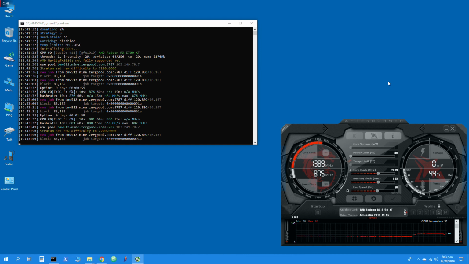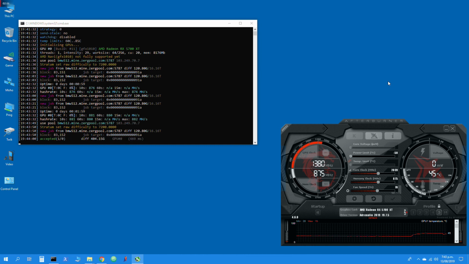I hope this was of use to you if you are a miner, or if you're planning to buy the 5700 XT, or thinking about how it's going to perform. At the moment, it's not the best card, I would say, for mining. But yeah, we'll see how it goes.